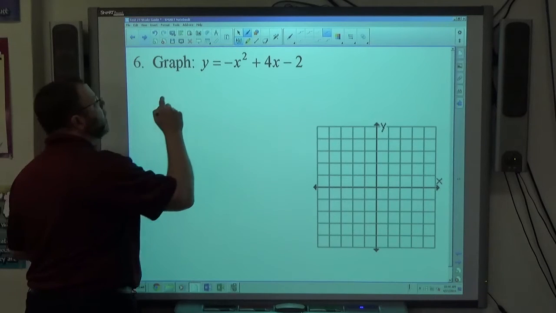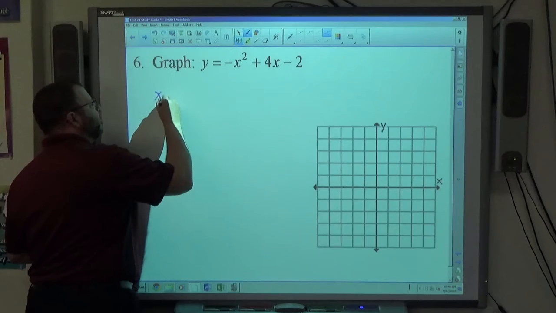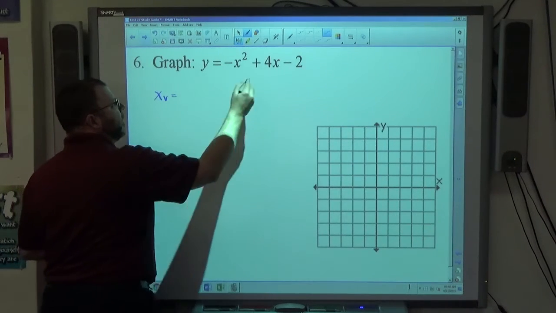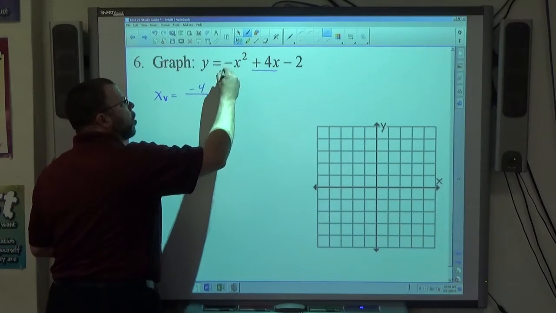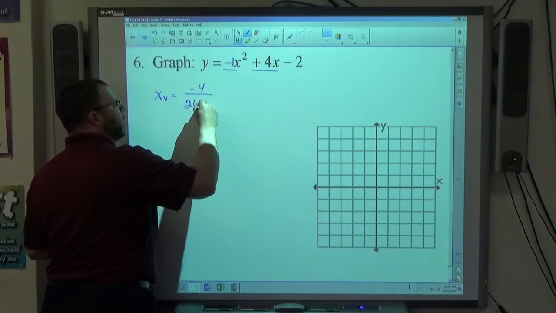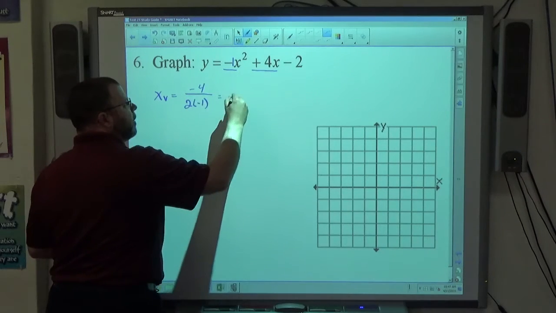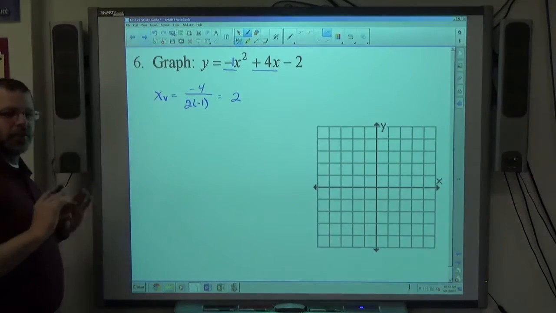That might help. So first off, the vertex value of x is going to be the opposite of b, so that's positive 4, so we go negative 4 over 2a, that's 2 times negative 1. Negative 4 over negative 2 is positive 2, that's the x value of the vertex that I care about.